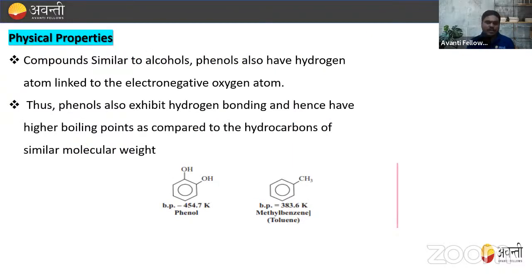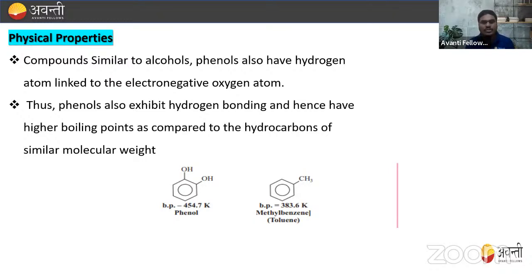Basically, we all know the physical properties of alcohol: due to the presence of hydrogen bonding, they show high boiling point and more solubility. Just like this, phenol also shows some physical properties. Like alcohol, phenol also has a hydrogen atom linked to the electronegative oxygen atom. Thus, we can say that phenol also exhibits hydrogen bonding and hence has a higher boiling point compared to a hydrocarbon of similar weight.